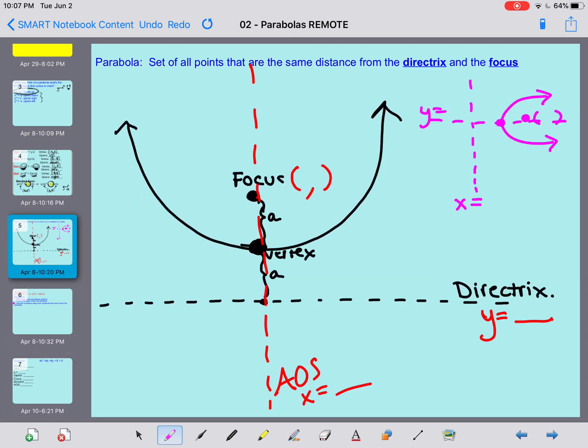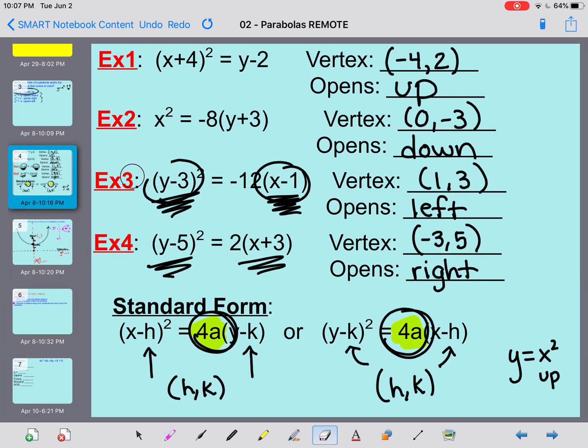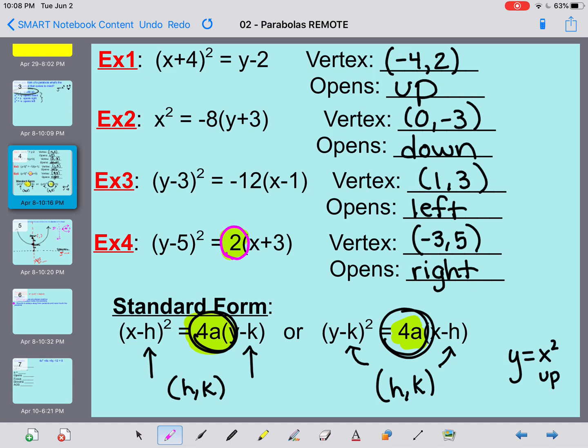So let me go back to this screen here. Let's talk about the A value really quickly. So this number, let's just start with example 4. This number that's out in front, that's that A value, that 4A value. So this is equal to 4A. So 4A is equal to 2. So A is equal to 1/2. And what that tells us is that this parabola is very narrow.